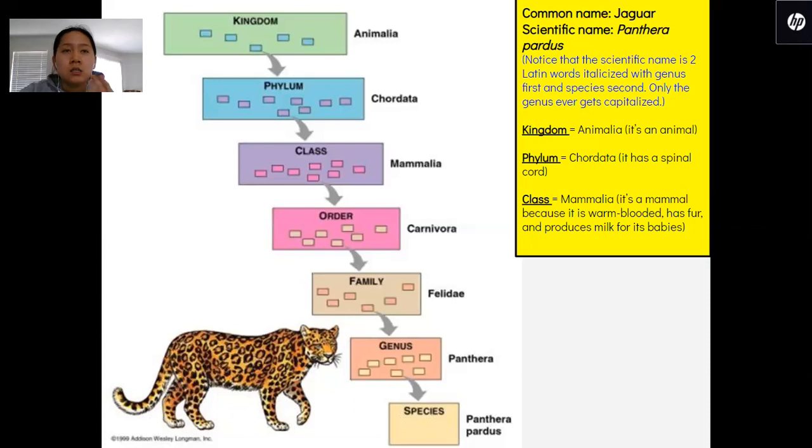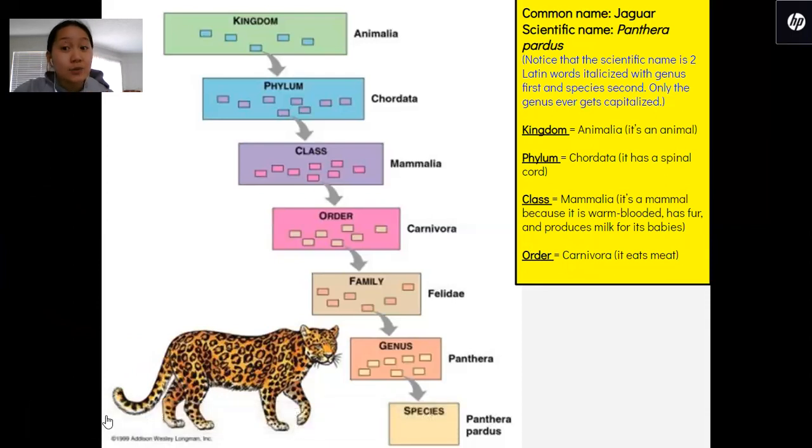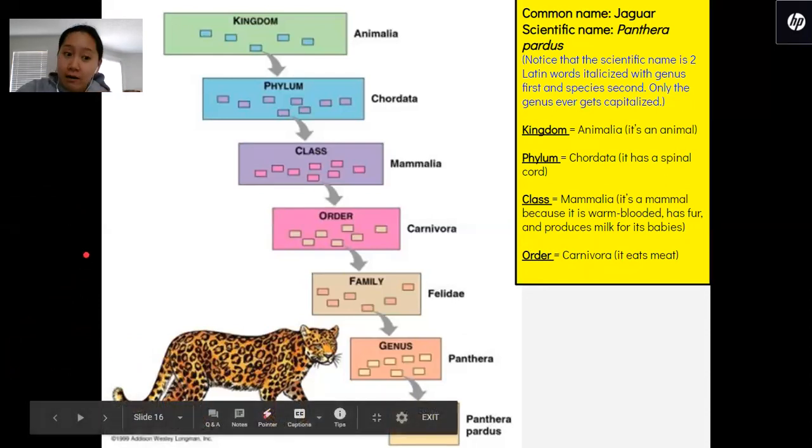And you're like, that's still not specific enough when you're describing something, right? I know it's an animal, it has a spinal cord, and it's warm-blooded. But again, there's still so many organisms that fall under that category, right? So we're gonna be like, cool, let's give you some more information. It's in the order Carnivora. So it eats meat. So it's a meat eater that's warm-blooded, has a spinal cord, and is an animal. And you're like, bro, that still is so vague. There's so many organisms that have those characteristics. And I'm like, cool. Let's get more specific then.